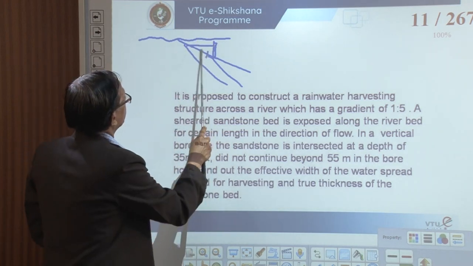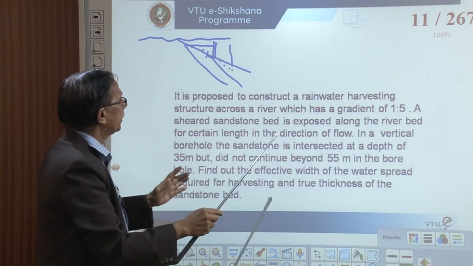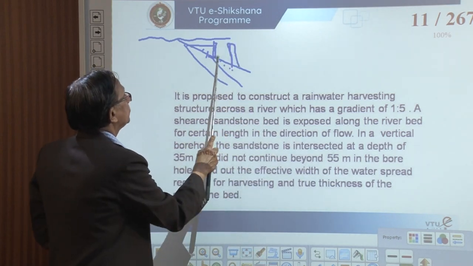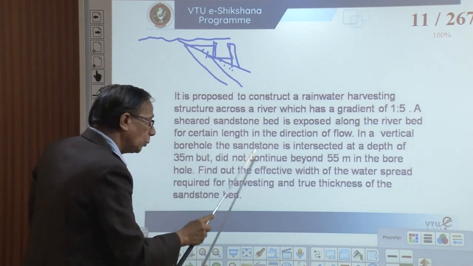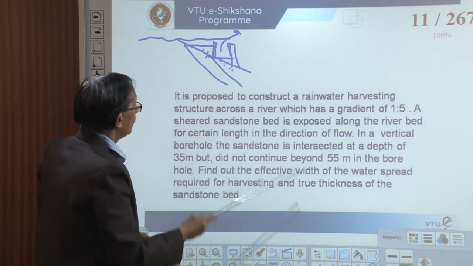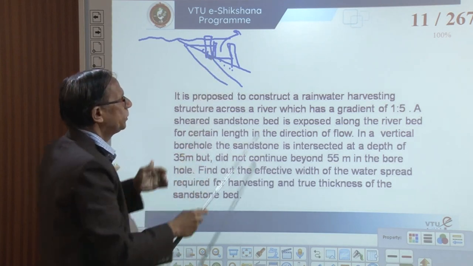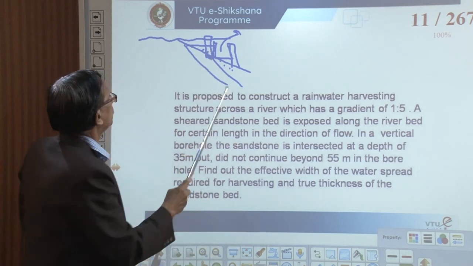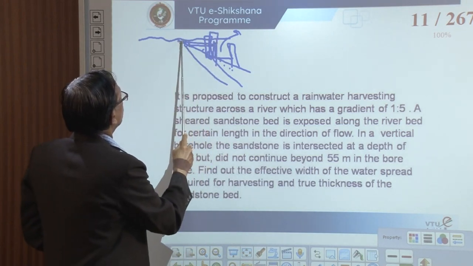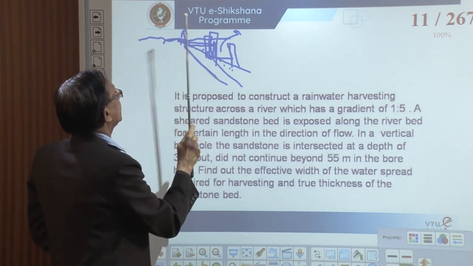It can percolate here. If I construct here, this is not a porous, permeable, fractured bed. Water may not percolate. Even if I construct here, whatever water is present here is not going to percolate, and may evaporate. That is a loss. Similarly, if I construct a structure somewhere here, then part of the effective chance for percolation I also lose. Even if I construct like this, if I spread water here, it does not percolate. Sandstone is up to here. Beyond that, there is no sandstone, and that water also gets evaporated.